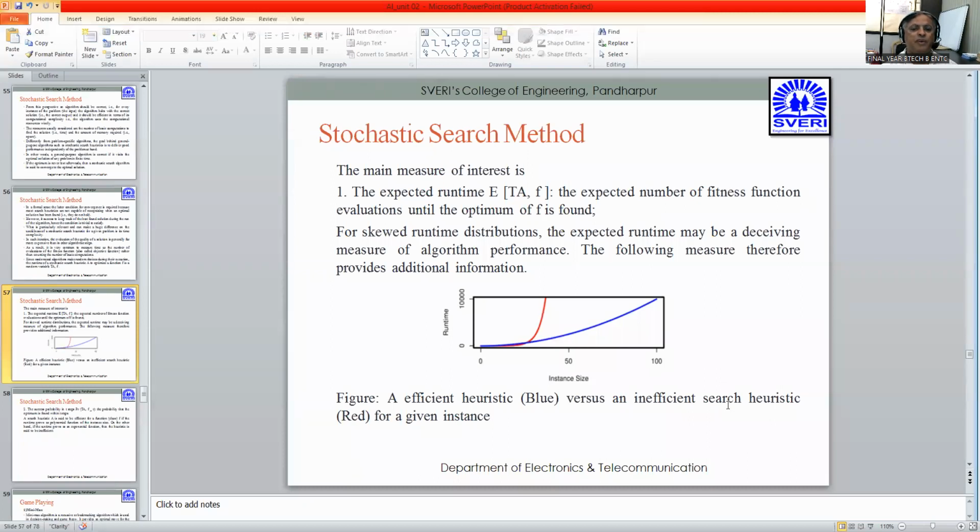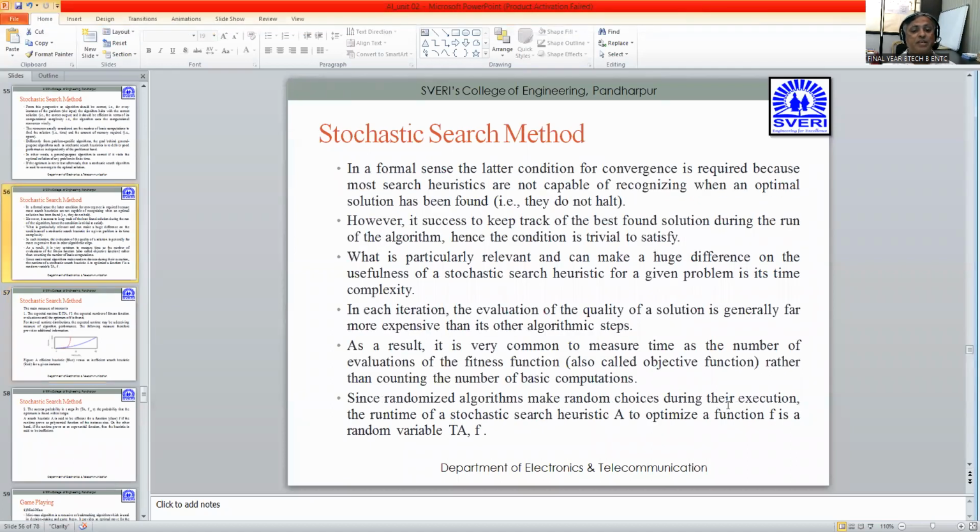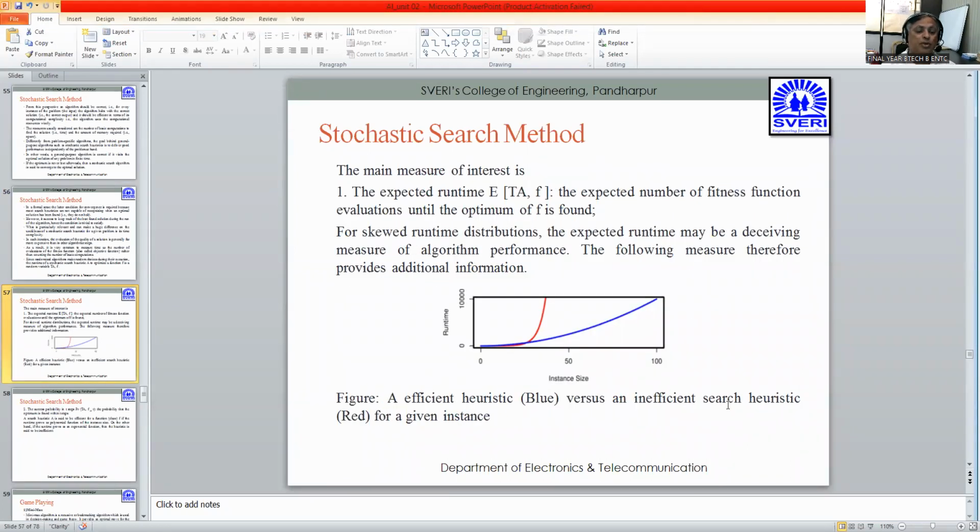The expected number of fitness function evaluations until the optimum of F is found. So with the help of this expected runtime E(T A comma F), we are able to find the expected number of fitness function evaluations in order to achieve the optimum of F. What is F? F is nothing but the function. So in order to optimize this function, you are going to find the expected runtime, which is nothing but the expected number of fitness function evaluations. And if we do this, we can find the optimum of F.